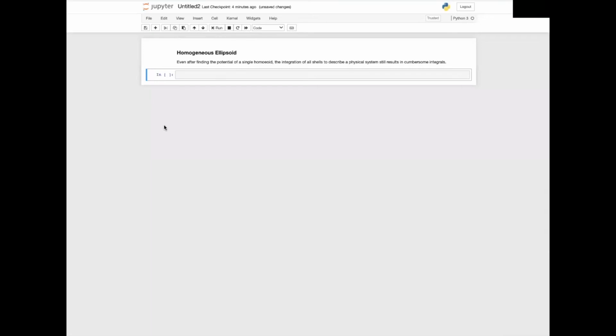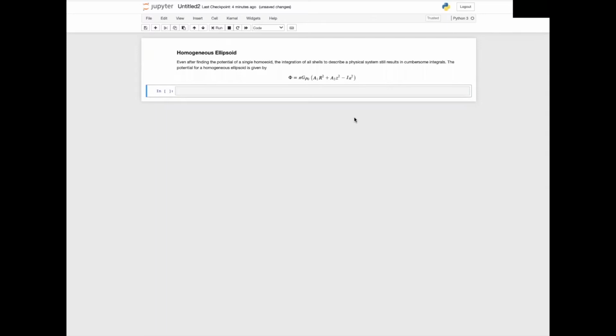Even after finding the potential of a single homoeoid, the integration of all the shells to describe a physical system still results in cumbersome integrals. I'm going to quote here the potential for a homogeneous ellipsoid, which is given by this expression, where I, A1, and A3 are dimensionless coefficients. R is the radial coordinate, Z is the vertical coordinate, and A is the semi-major axis of the ellipsoid.